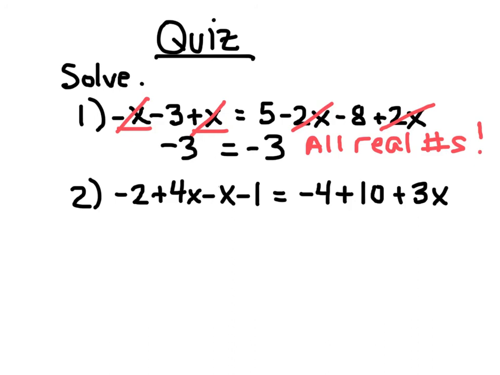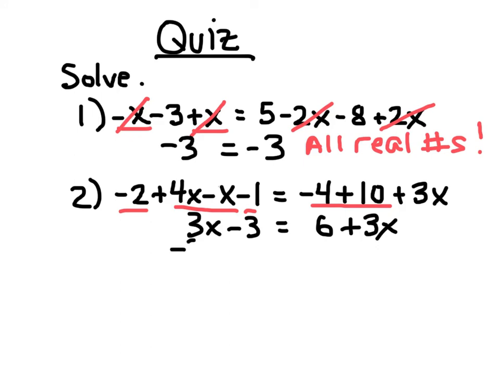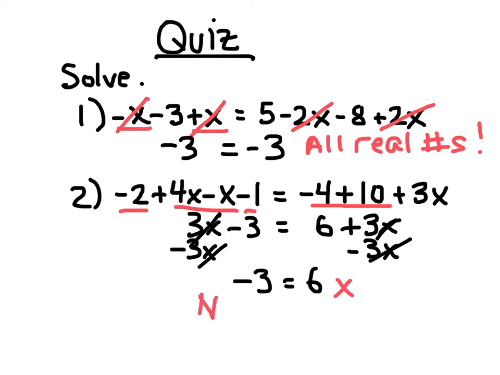Okay, the next problem, let's combine like terms. 4x minus x is a 3x. Negative 2 and a negative 1 is a negative 3. We have negative 4 plus 10, that's positive 6. And then we have plus 3x. If I subtract 3x from both sides, the x's drop out, I get the statement negative 3 equals 6. That is false. Therefore, there is no solution.